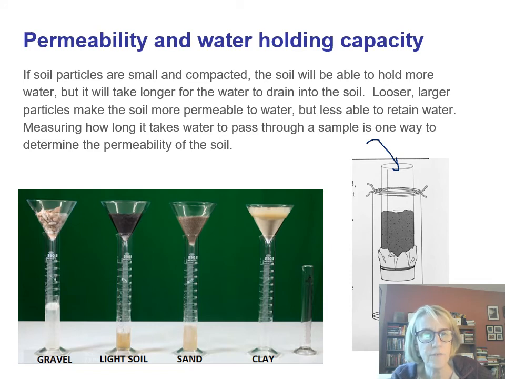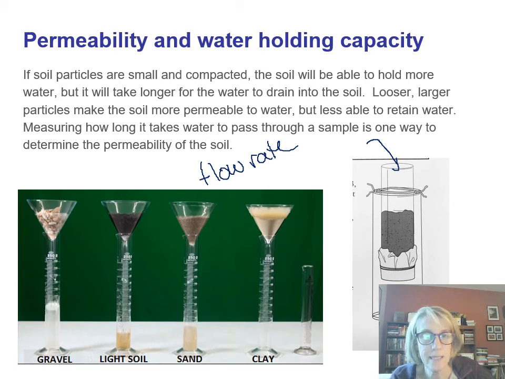All right, here's a little fancier setup where you take funnels and you add, in this case, the same amount of gravel, light soil, sand, and clay to each funnel. And then they added water and saw how much in each case flows through. So you can time it, see how long it takes, and then see how much comes through. And so you can actually determine what the flow rate is by using those two figures.